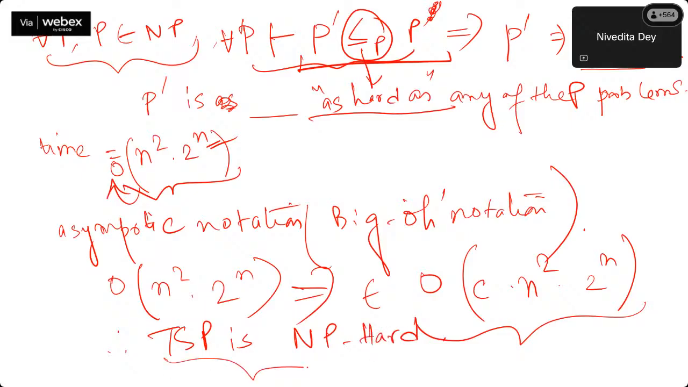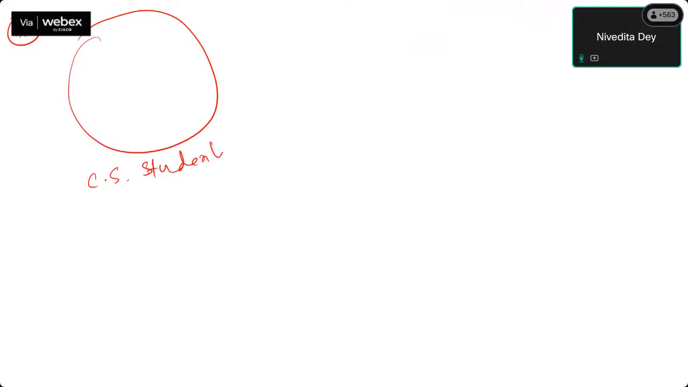So TSP is NP hard means TSP is as hard as any of the problems that are in NP, right? Now, suppose there is an alternative scenario. Say, for example, you have a class of CS students, right? There is, say, S1, S2.